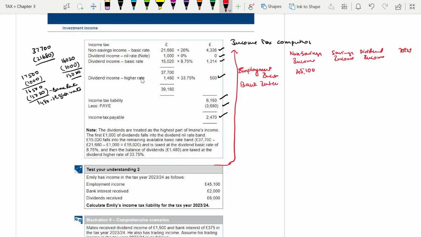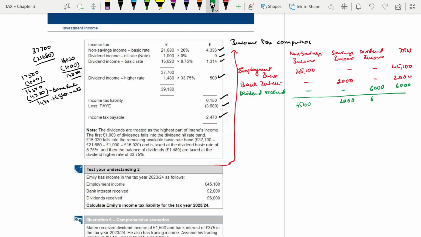Bank interest is how much? Bank interest is 2,000. And dividend income is how much? Dividend received is 6,000. Fine, total it. How much will you get? 45,100, 2,000, 6,000. Is it 53,100? This is called the total income.